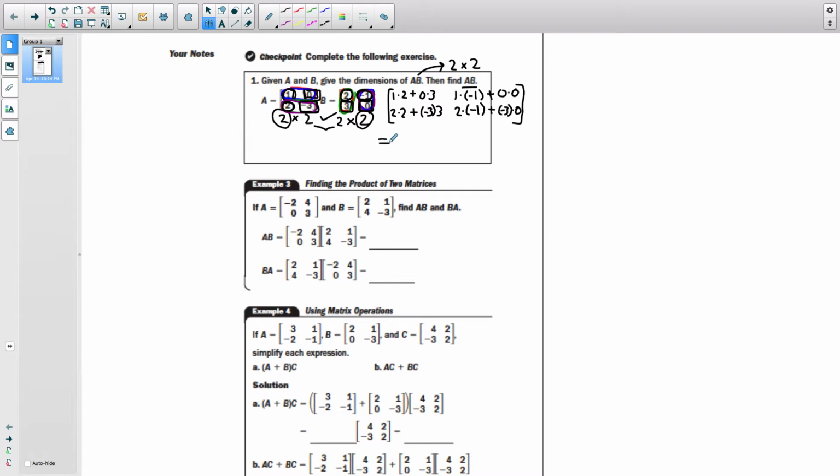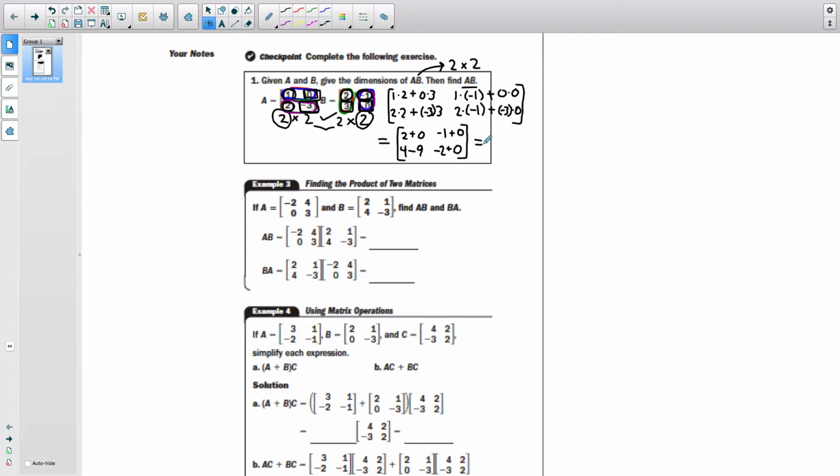All right, so let's go ahead and simplify. So 2 times 1 would give me 2. 0 times 3 is 0. 1 times negative 1 is negative 1. 0 times 0 is 0. 2 times 2 is 4. Negative 3 times 3 is negative 9. 2 times negative 1 is negative 2. And negative 3 times 0 is 0.